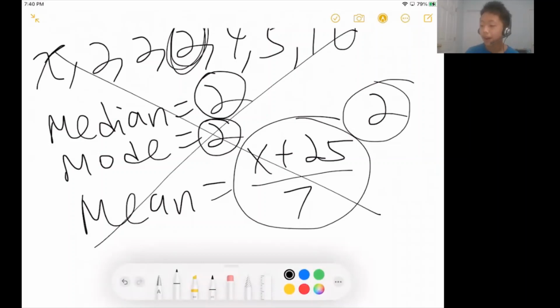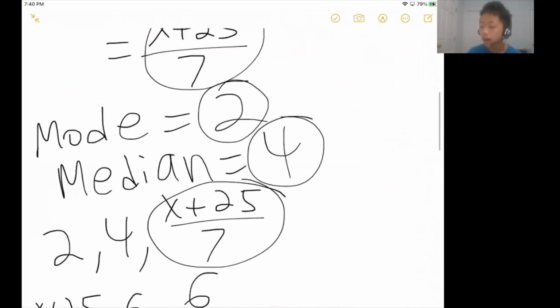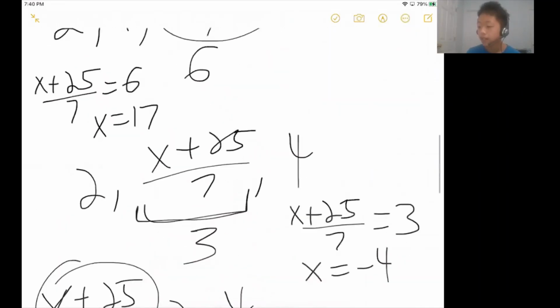So then we might think we have covered all the cases, so the answer must be 17, right? Which was the only value we found, x equals 17.